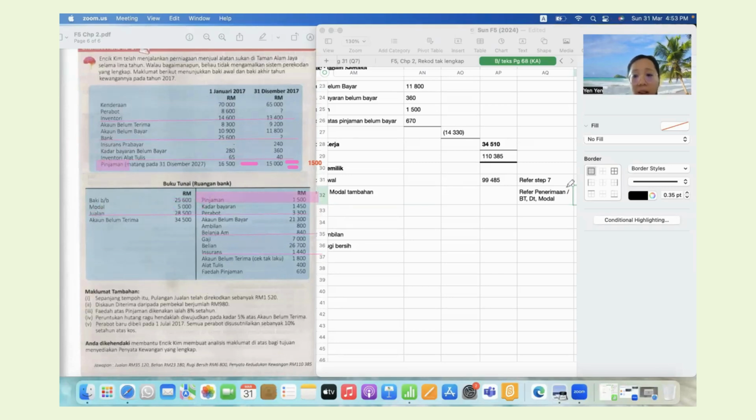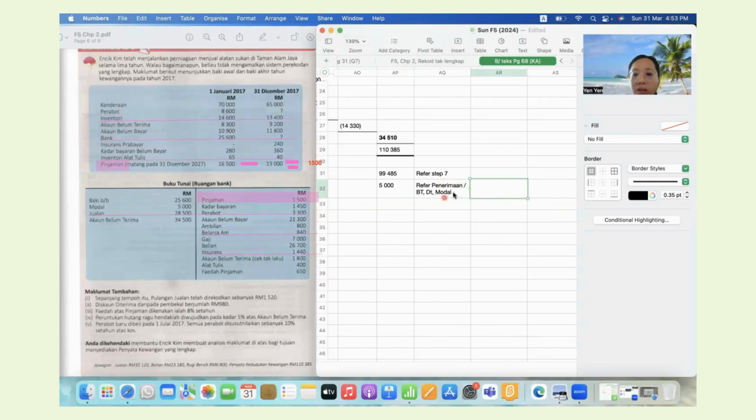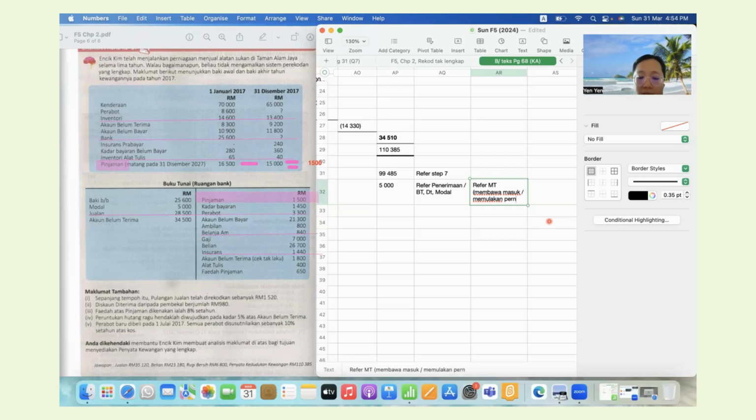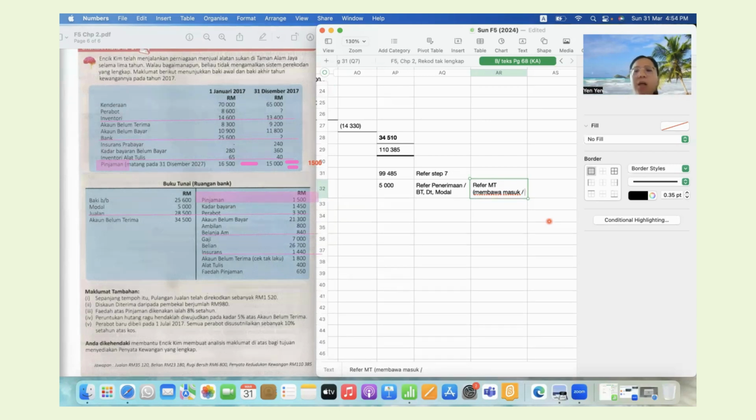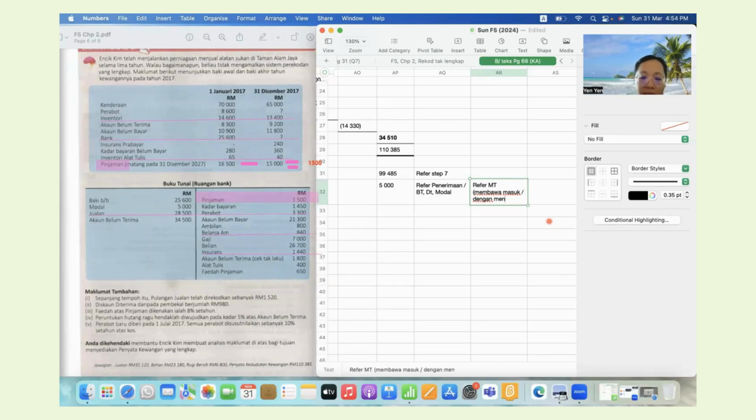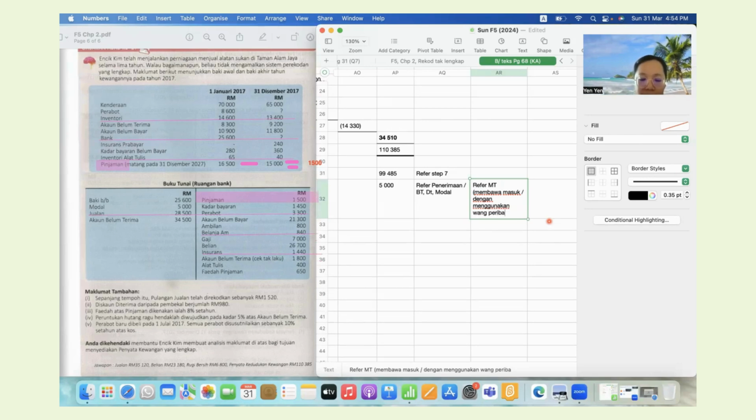Understand here? Okay, so again, you see, for penerimaan we have two options to find it. Either you find from the penerimaan, or BT stands for buku tunai, DT stands for sebelah debit, and then modal, 5,000. So we write down here 5,000. Maybe the third option, usually you are able to find it from the K part, so you may refer to the maklumat tambahan, and the keyword which is membawa masuk. After that, memulakan perniagaan. Usually it is not memulakan perniagaan, that one is modal awal. And then maybe dengan menggunakan wang peribadi. Like that. So that will also be your modal tambahan.